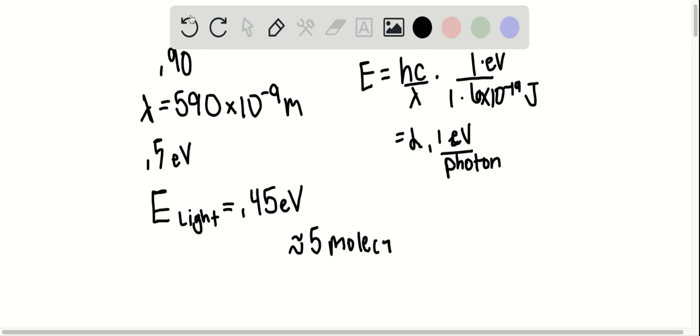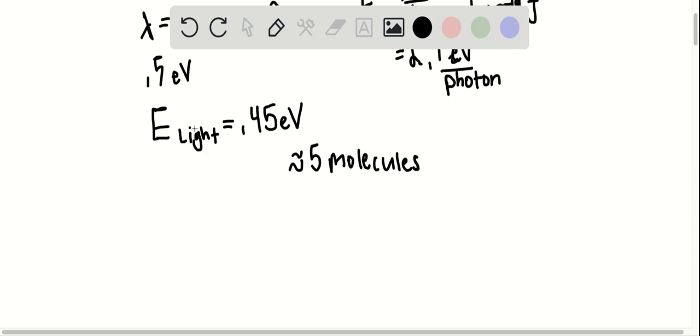It's kind of interesting to think that 5 molecules would create one photon. My guess is that's not really what's happening. It's more like a statistical thing that you can sort of make this interpretation. I doubt that 5 molecules are coming together to create one photon somehow, but I don't really know.